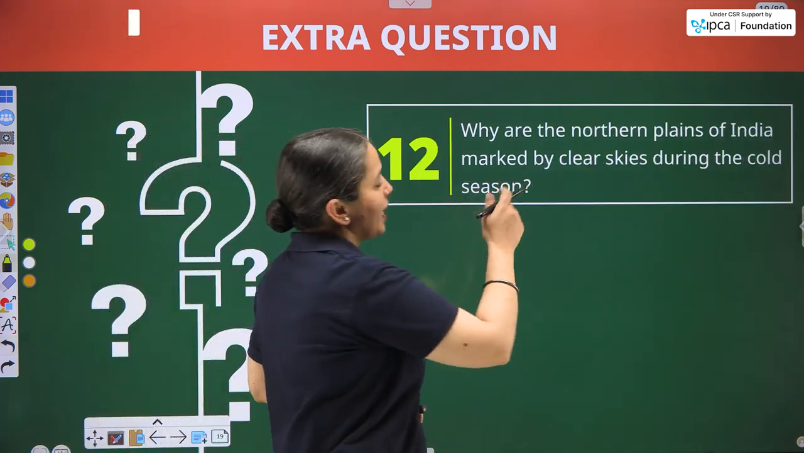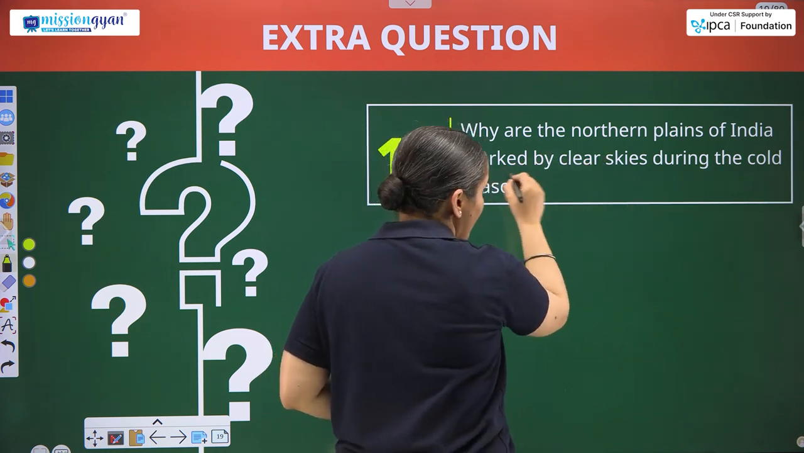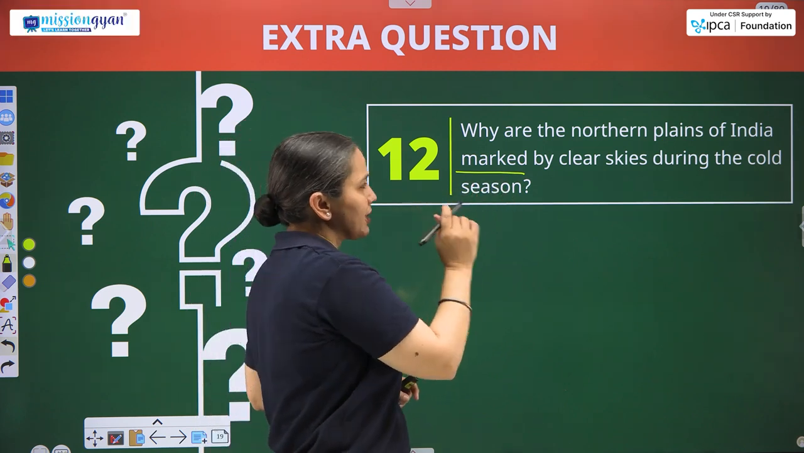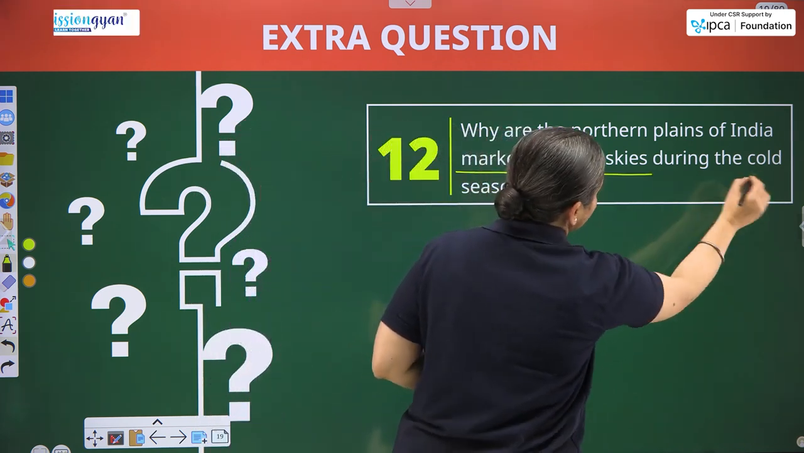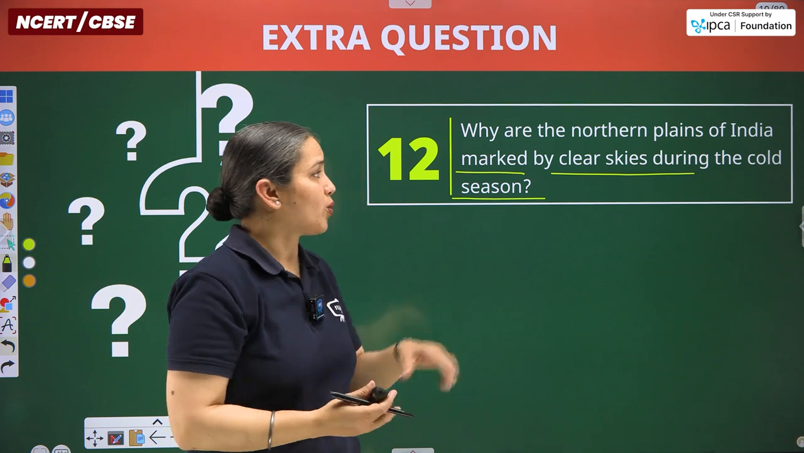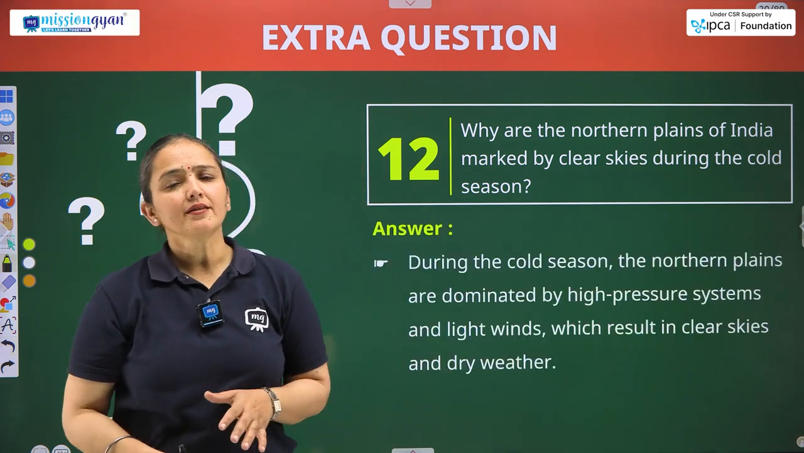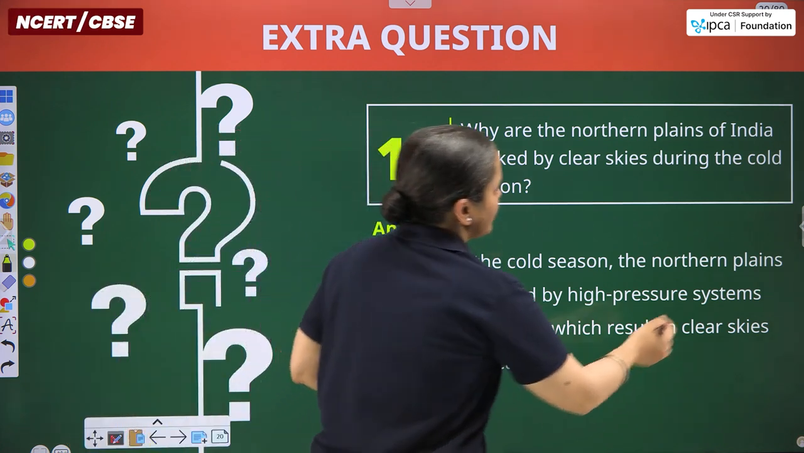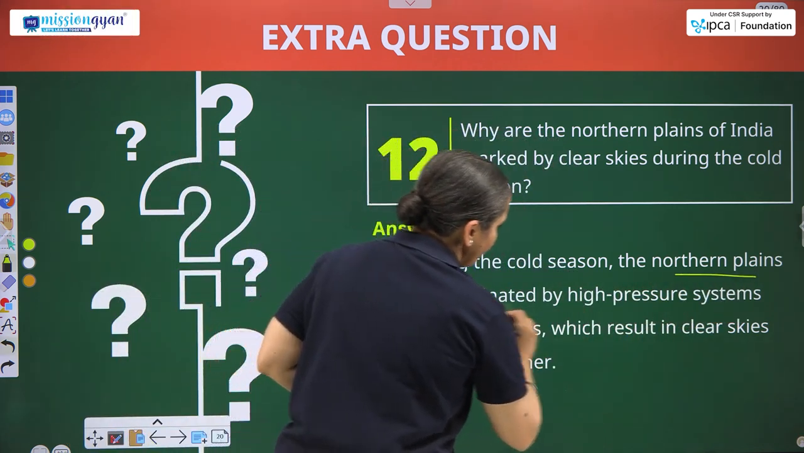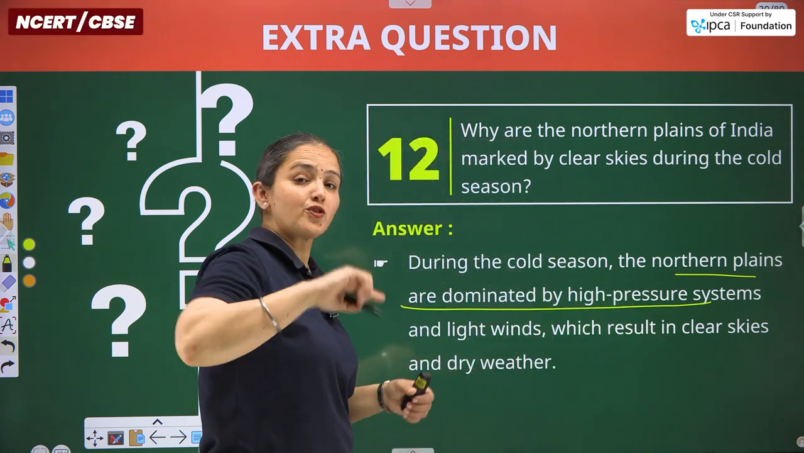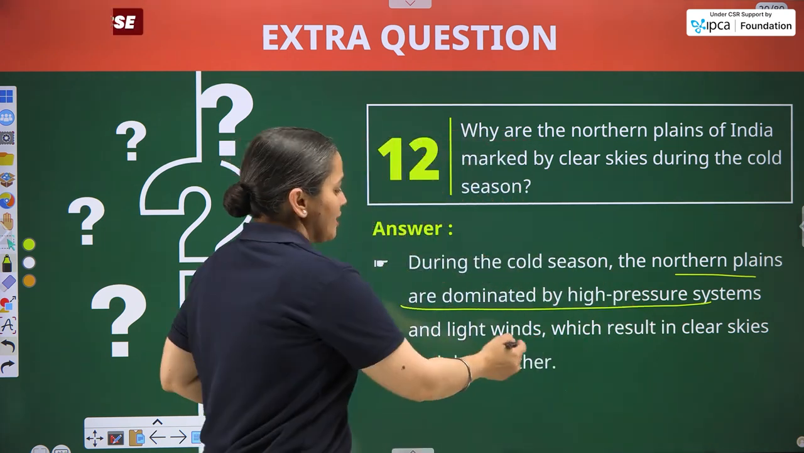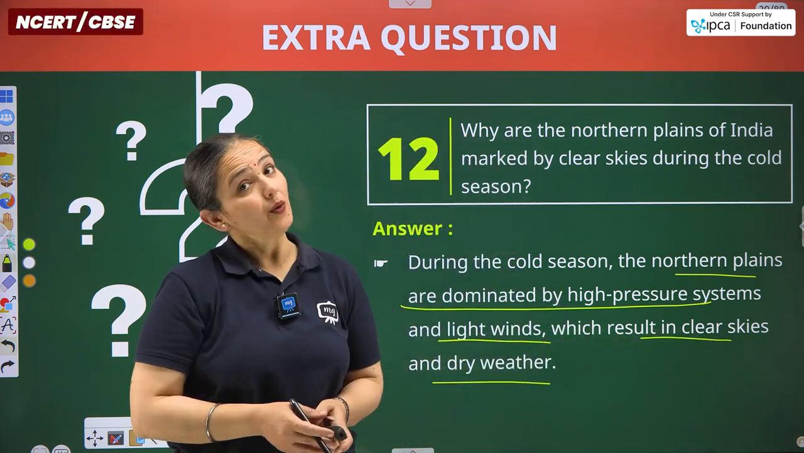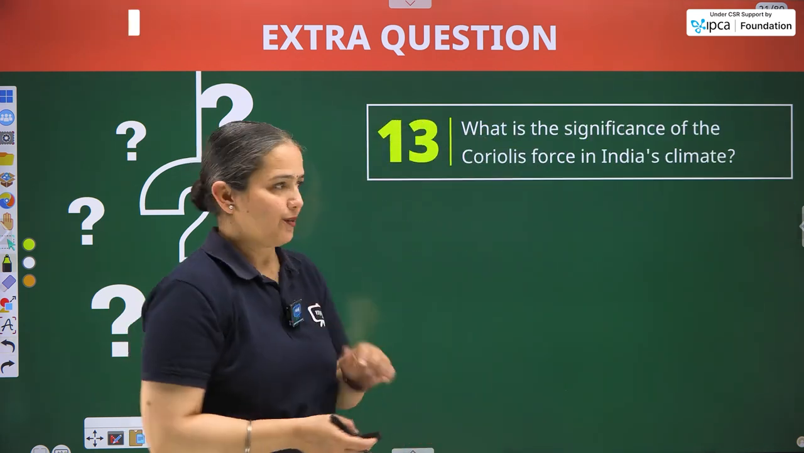Next question. Why are the northern plains of India marked by clear skies during the cold season? The reason is low temperature and high pressure. During the cold season, the northern plains are dominated by a high pressure system because of the presence of low temperature and light winds, which results in clear skies and dry weather conditions along with lower temperature.